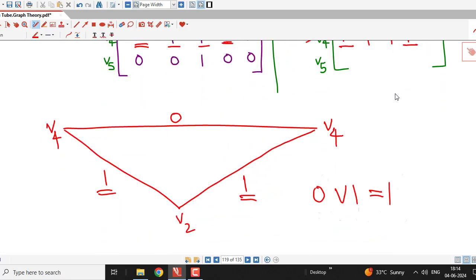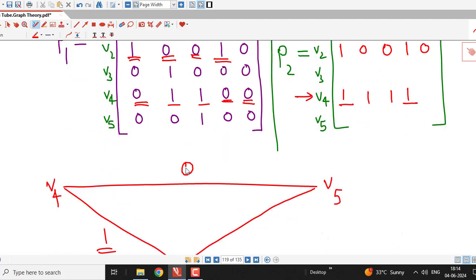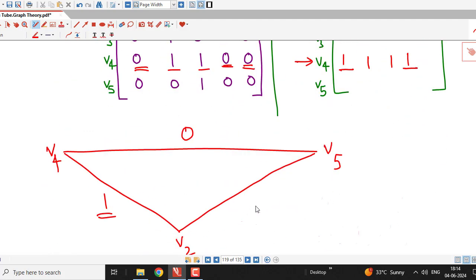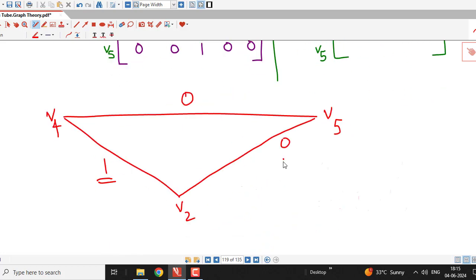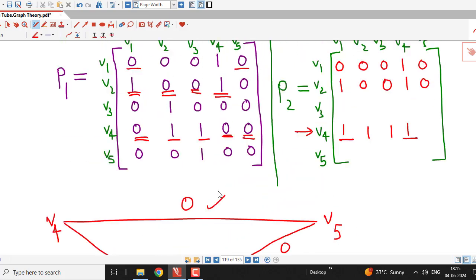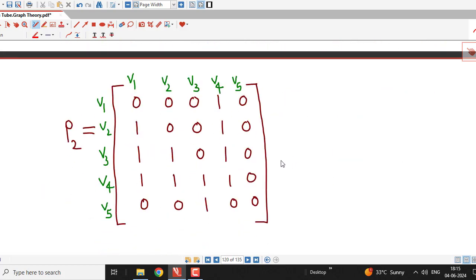And similarly you can check for V4 to V5. Let me check for V4 to V5. So from this P1, V4 to V5 is 0. So that I am writing here. And what is V2 to V5? V2 to V5 is also 0. So because this is 0 and this is 0, we have 0 here. So the fourth row is 1, 1, 1, 1 and 0. So that we can check here.